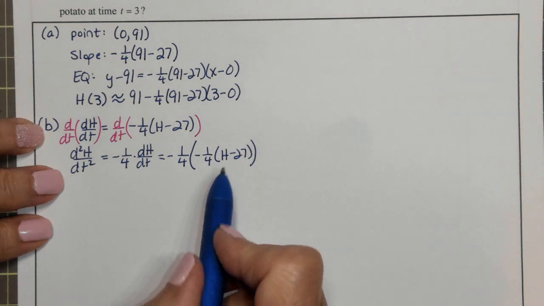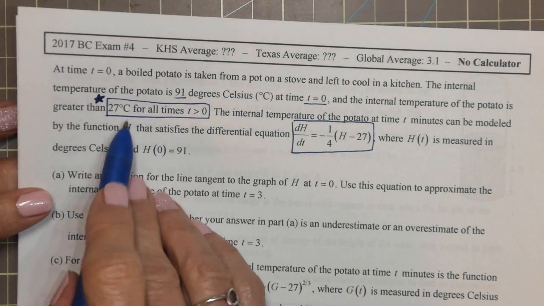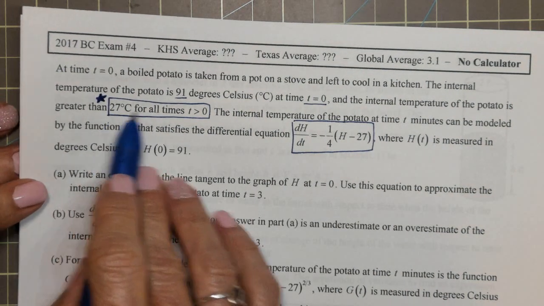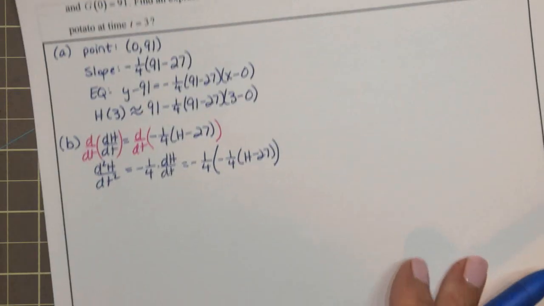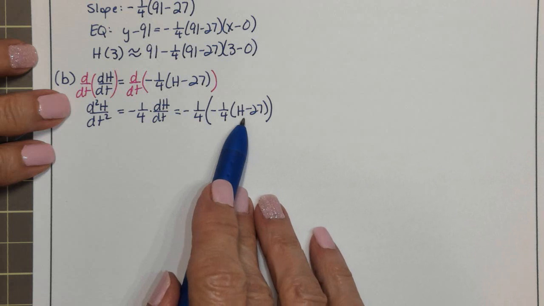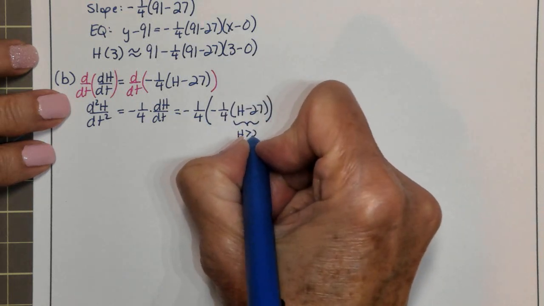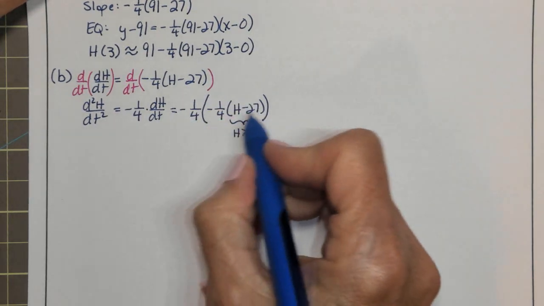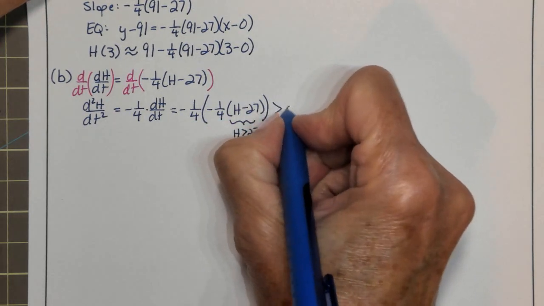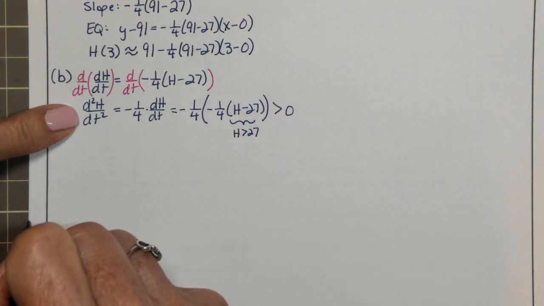Now, in the problem, they told me that h was greater than 27. Remember the odd piece of information? Well, here's where we use it. H is always greater than 27 degrees. So that means this is always positive. That means this thing is always positive. So the second derivative is always positive.